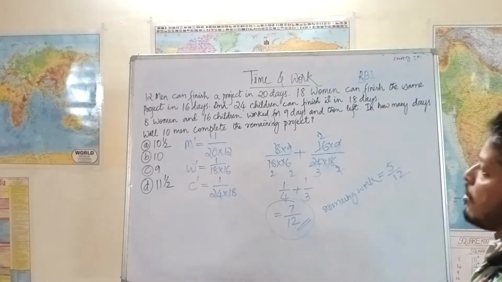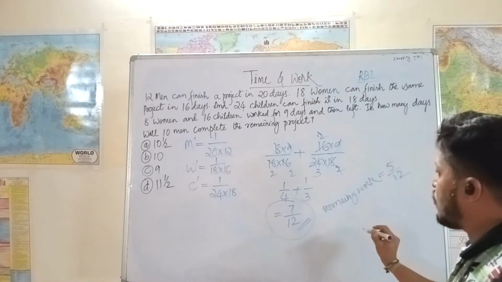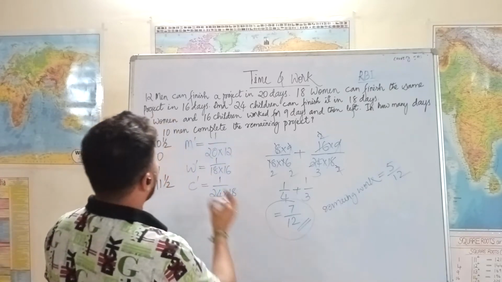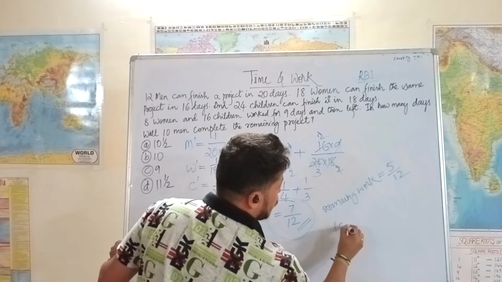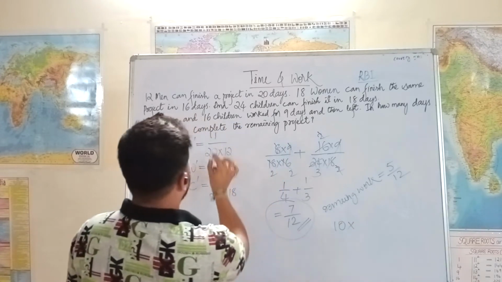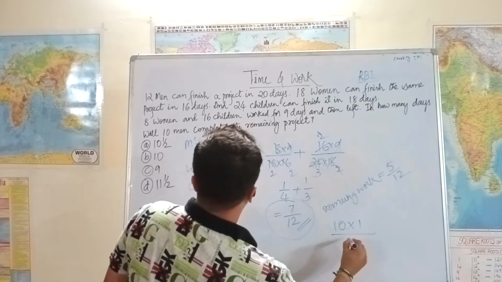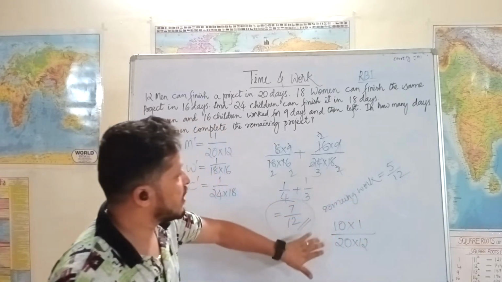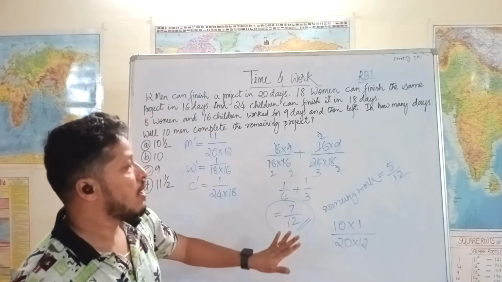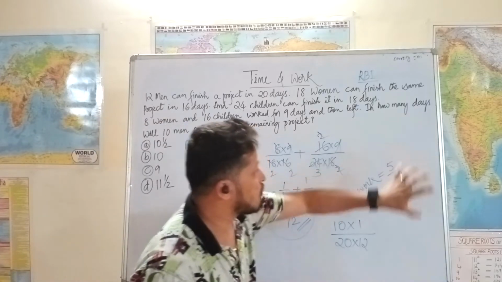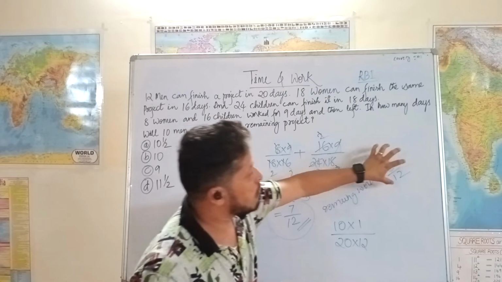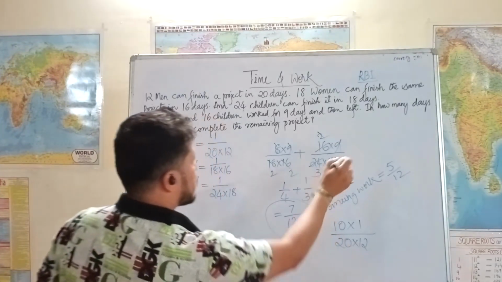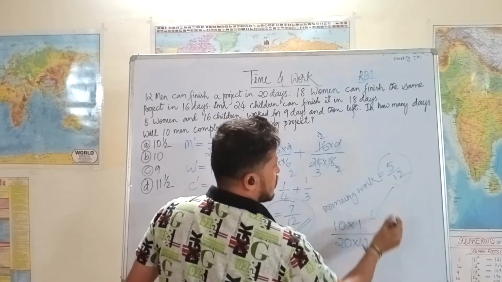Now let's see. One man can complete 1 by 20 into 12 of the work. But now we have 10 men, so 10 into 1 by 20 into 12. This much work will be completed by 10 men in one day. But how much work do they have to complete? 5 by 12. Let's divide 5 by 12 of the work by this 10 men's one day work. So what do we get?